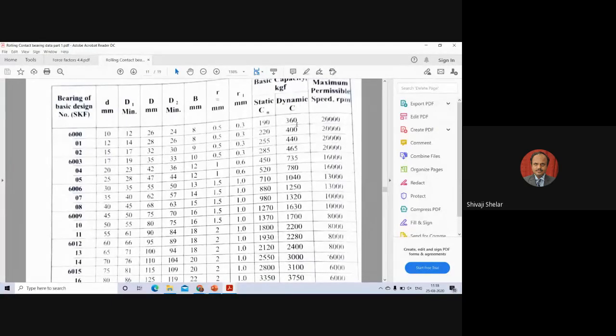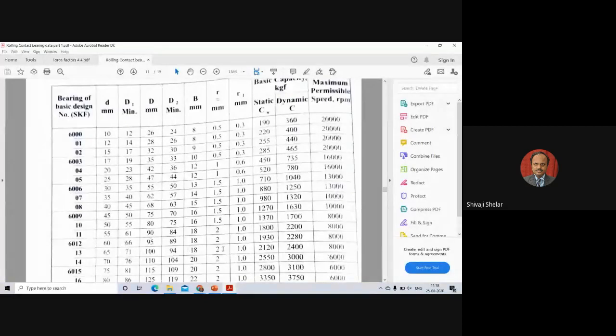Similarly, dynamic load capacity here is 2280. Also, whenever you select a particular bearing, you should look for the maximum permissible speed also. Now, in most applications we have lesser speed, but if you are selecting a bearing for, say, a grinding machine or a turbine, their speeds are very, very high. And here the permissible speed limits are given. If that value is exceeded, then this bearing cannot be used for that application.